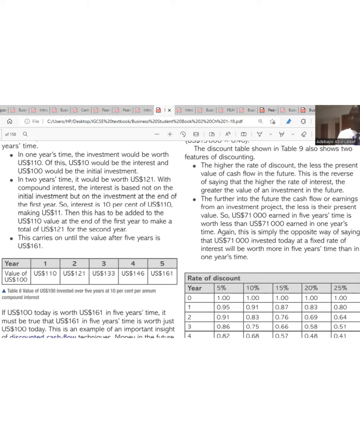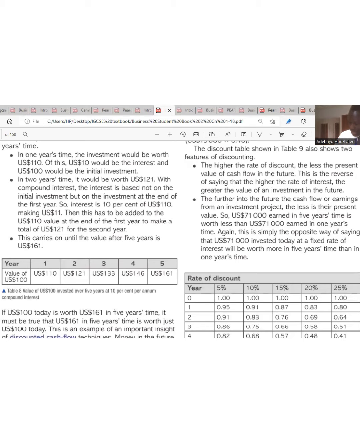So 0.1 plus 1 gives us 1.1. So 1.1 times 1.1 gives us 1.21. You multiply by 100, gives us 121. So in the next 2 years, the $100 of today would be worth 121. The same goes for the third year, the fourth year, and the fifth year.